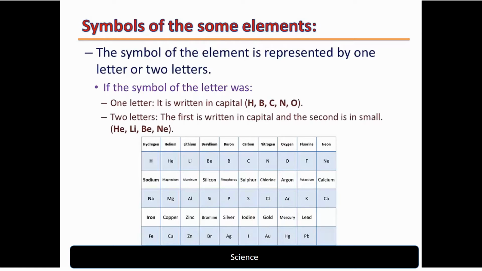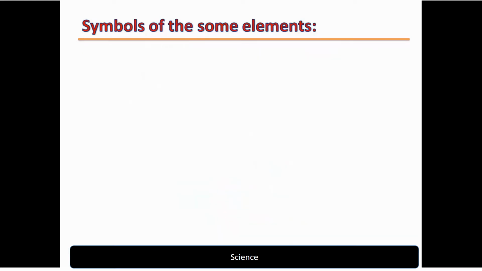If the symbol is formed from two letters, the first one must be written in capital and the second one in small. For example, helium, H capital, e small. Lithium, L capital, i small. Beryllium, B capital, e small. Neon, N capital, e small, and so on.